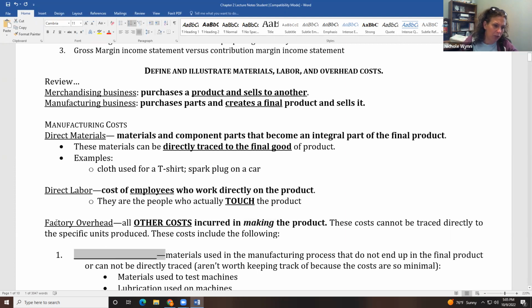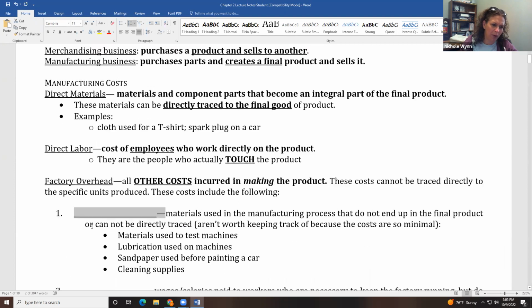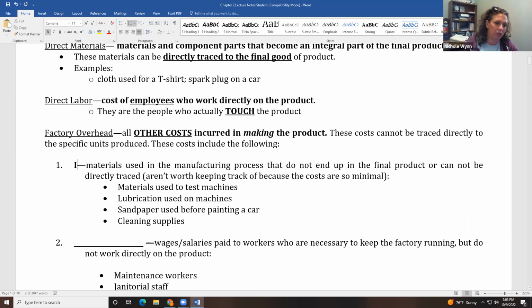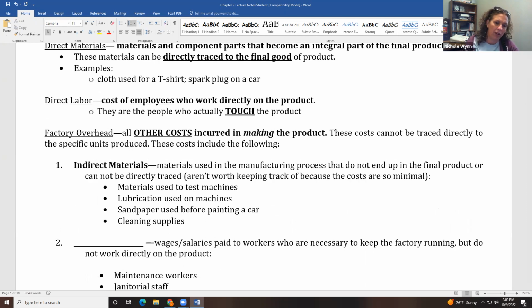So these are categories of overhead. Overhead is harder to understand, so I kind of break it down in categories. So we could have something called indirect materials. And notice that it says indirect rather than direct. So indirect materials are not traced directly to the finished good.